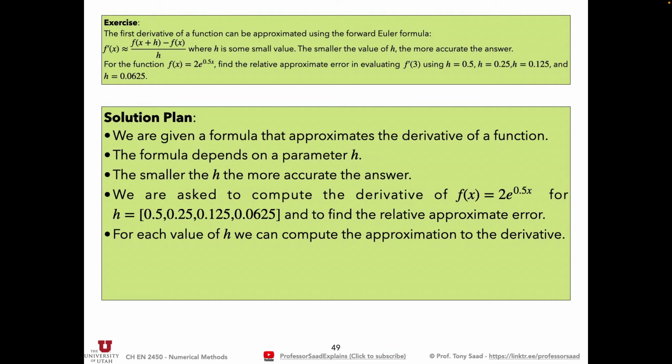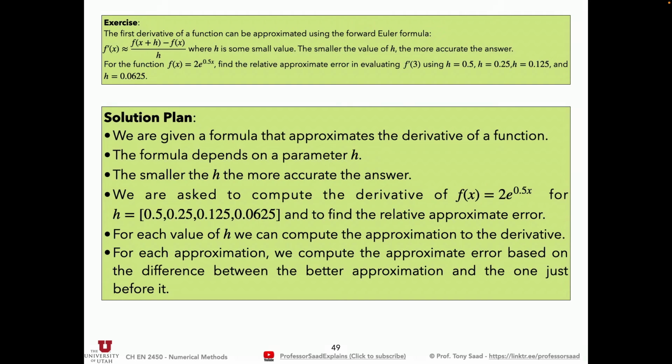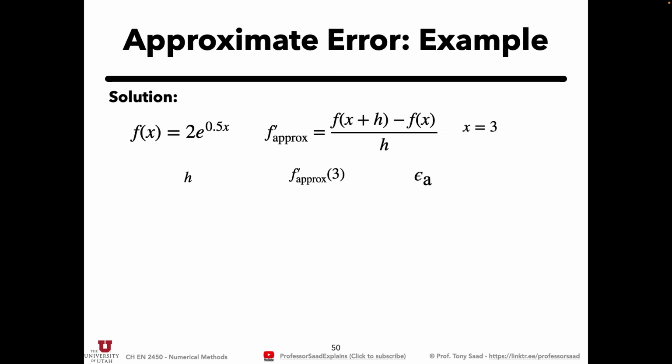There's something that I'm going to allude to eventually once we're done with this exercise. And for each approximation, we compute the approximate error based on the difference between the better approximation and the one just before it. So I love tables. So here's a table with hidden lines about what we're doing here.